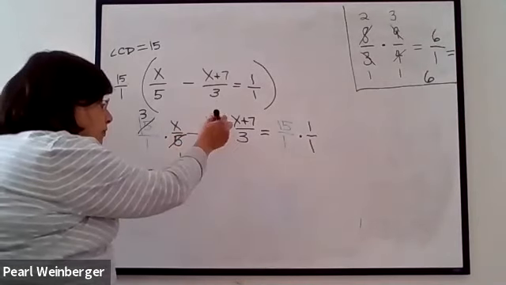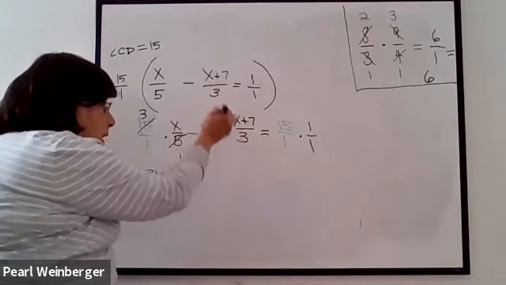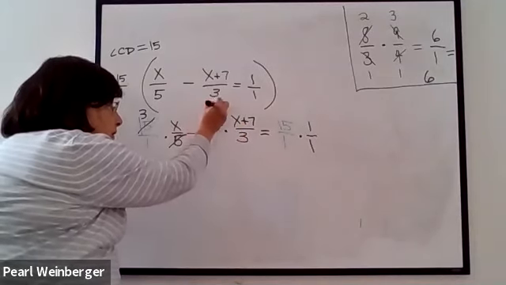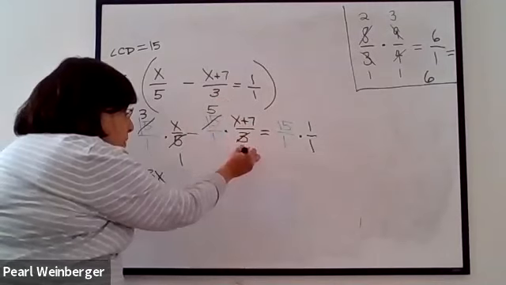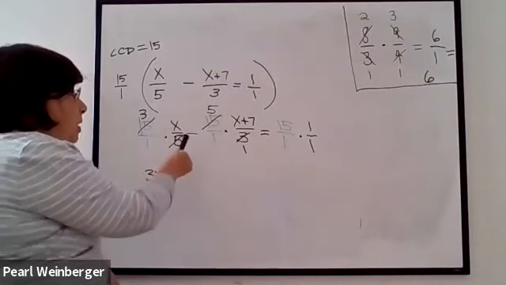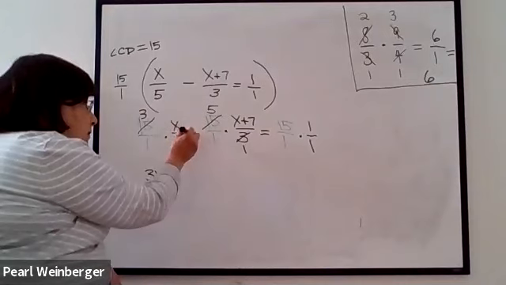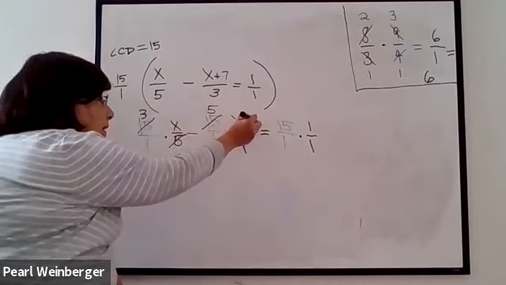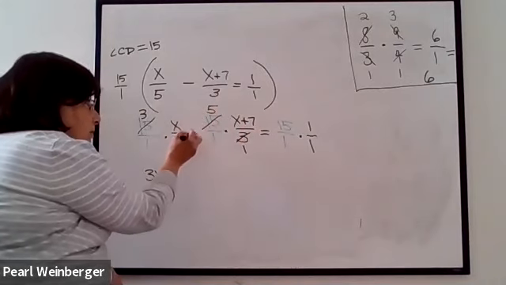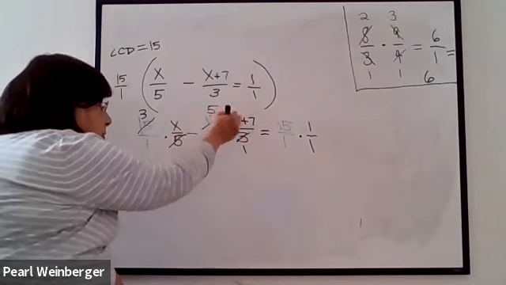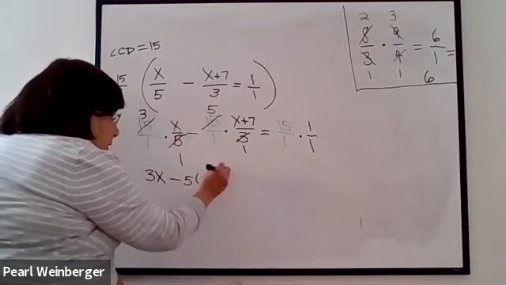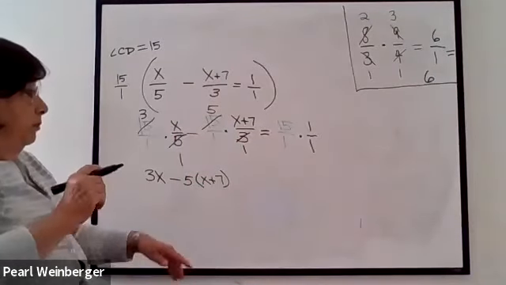Over here, I have a 15 and a 3. I can cancel out the 3. 3 into 15 is 5. 3 into 3 is 1. And now I'm going to remember there's this minus here. I'm going to take the minus 5 and multiply it by the x plus 7. Now, this is negative 5 to multiply by the whole x plus 7. And notice it's in the parentheses.